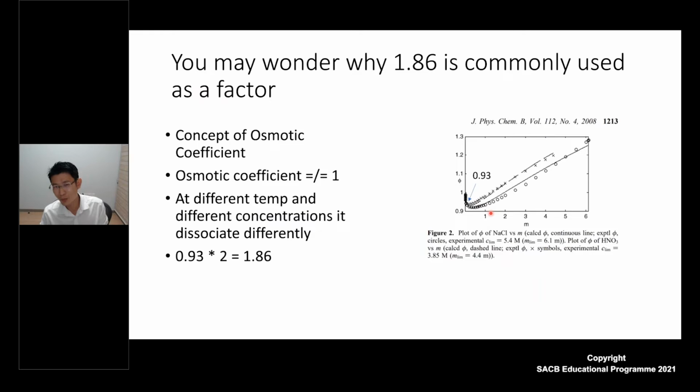So you may wonder why 1.86 is commonly used as a factor. There's actually this concept of osmotic coefficient. Usually the ions do not dissociate completely. So at about 150 millimole sodium chloride, the dissociation is actually 0.93 only. So you take 0.93 times 2, because you have sodium and chloride, which gives you 1.86. So that is the reason. But at very dilute concentration, maybe less than 10 millimole or less than 5 millimole, it will approximate an ideal fluid.